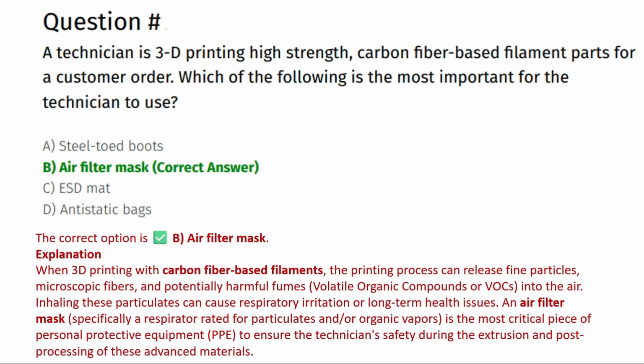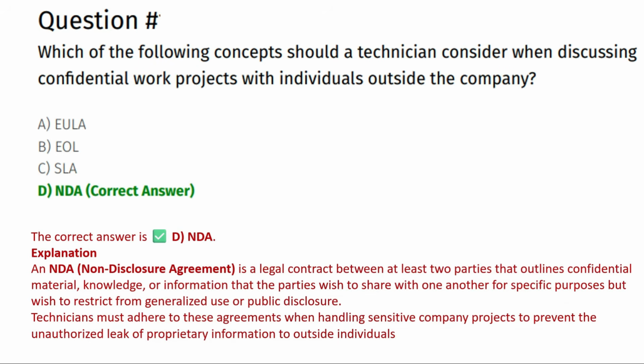So let's move to the next question. The next question is, which of the following concepts should a technician consider when discussing confidential work projects with individuals outside the company? Option A, ULA, option B, OL, option C, SLA, and option D, NDA. And the correct answer for this question is option D, NDA. So let's check the explanation.